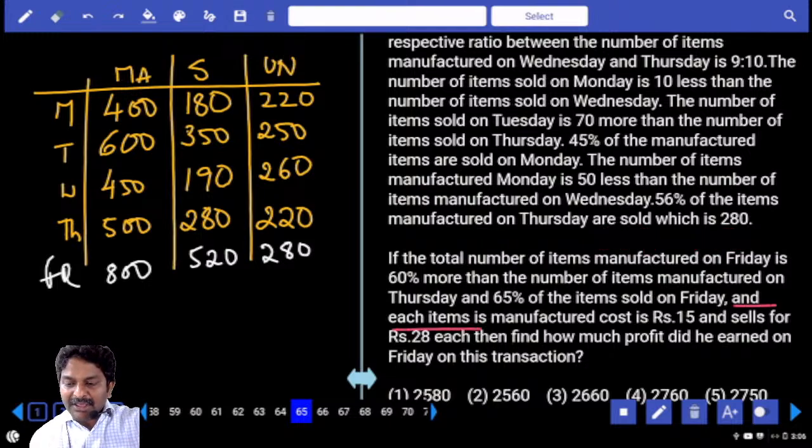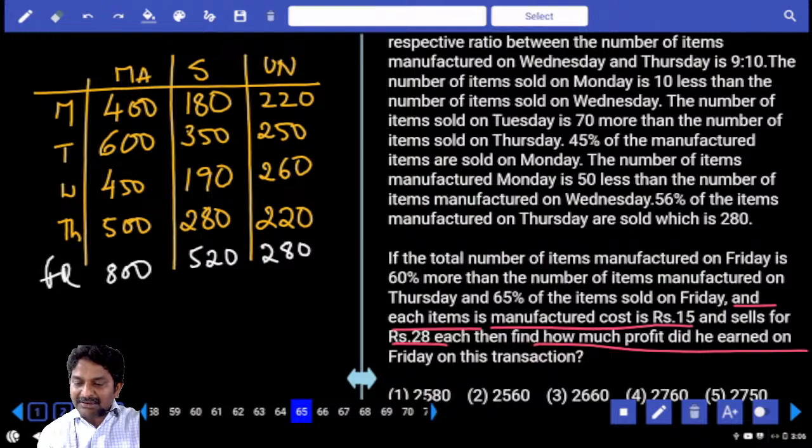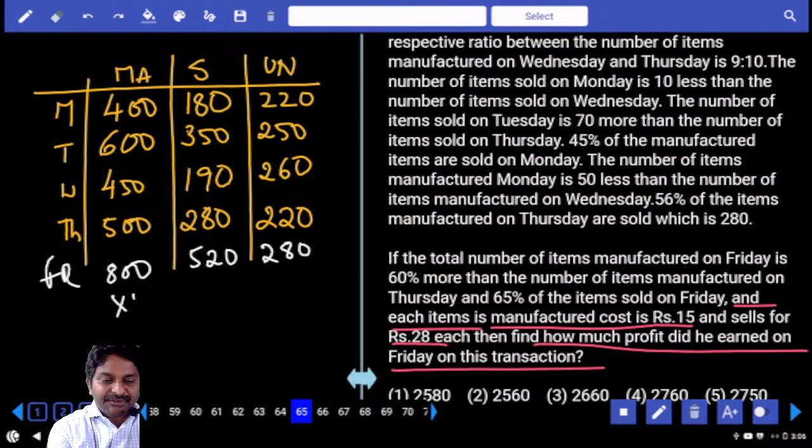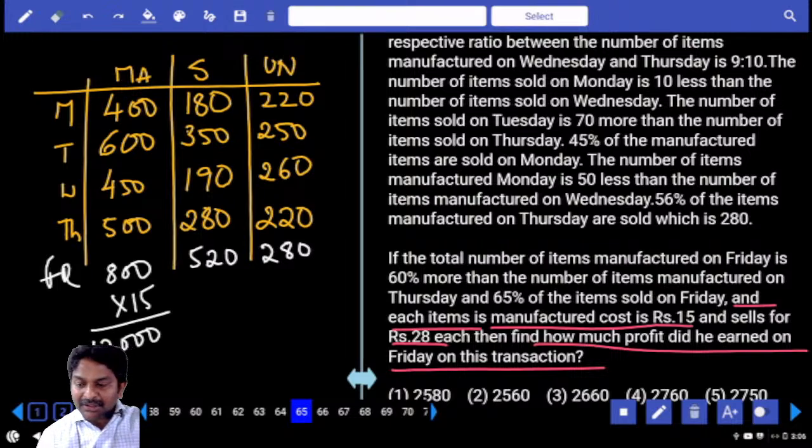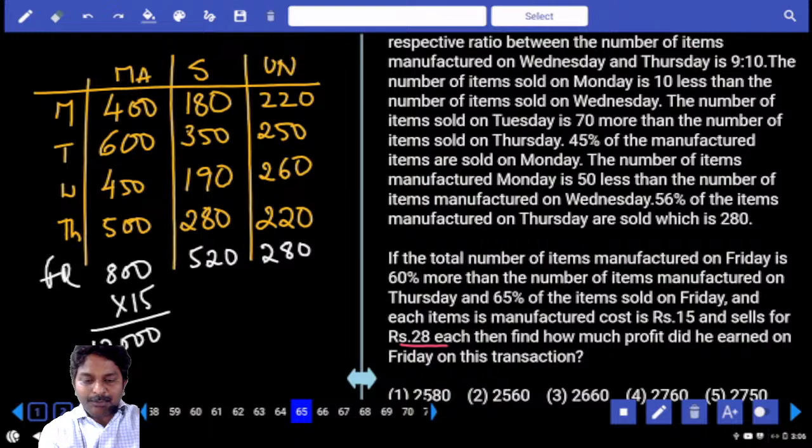Each item is manufactured at a cost of 15 rupees and sells for 28 each. Then find how much profit he earned on Friday in this transaction. Cost price is 15 rupees. 800 items were made, so total cost is 12,000. Each one is sold at 28 rupees, so total selling price is 520 into 28.